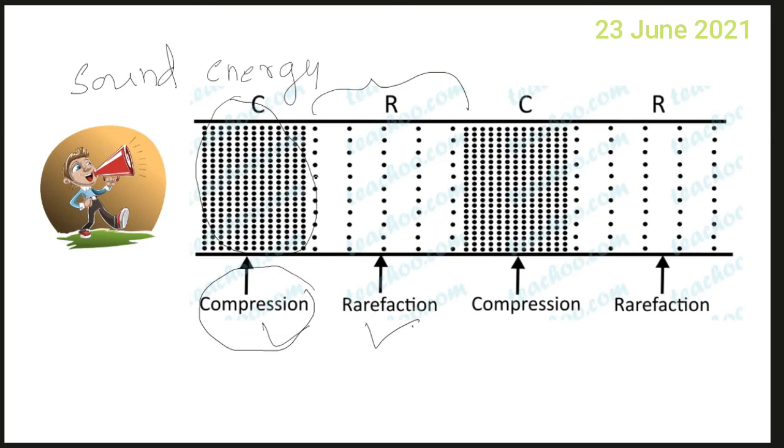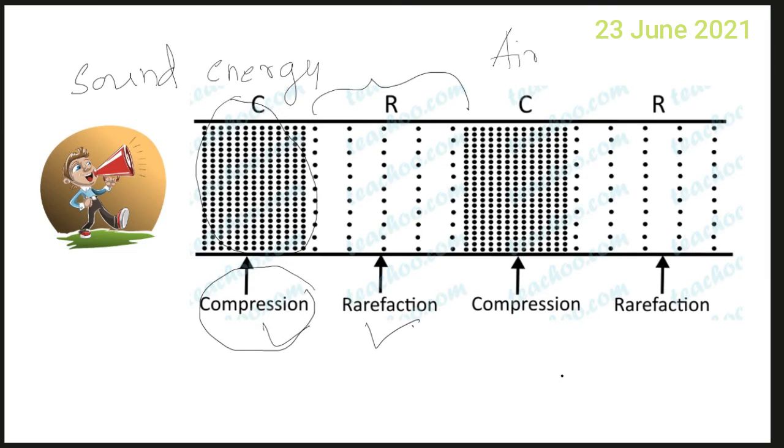They keep moving to and fro, and they appear and form into compressions and rarefactions. So how does sound travel in air? The answer is sound travels in air through compressions and rarefactions of the medium. Right?